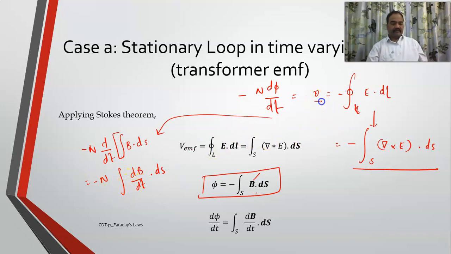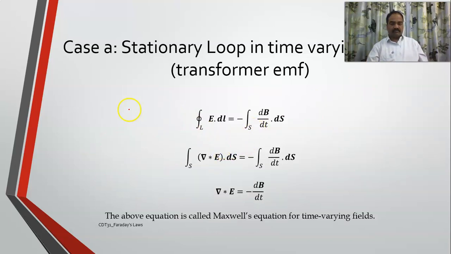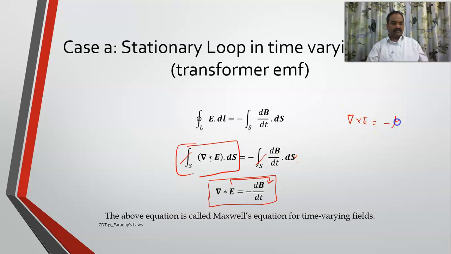So now the same voltage, in the case of the electric field, this is the expression. In the case of the magnetic field, this is the expression. Now I will equate these two. If I equate these two, the integral of del cross E dot dS is equal to minus the surface integral of dB by dt dot dS. If I remove the surface integral, then this is my final expression. This is called Maxwell's equation for time varying fields, the interrelation between the electric field and the magnetic field. I can write this as del cross E is equal to minus mu dH by dt. This is the relation between magnetic field intensity and electric field intensity.